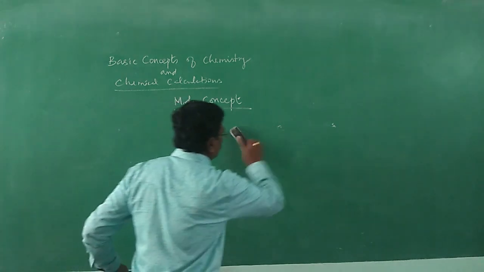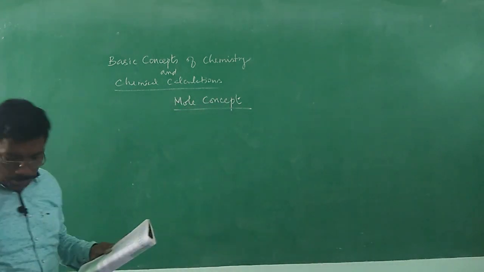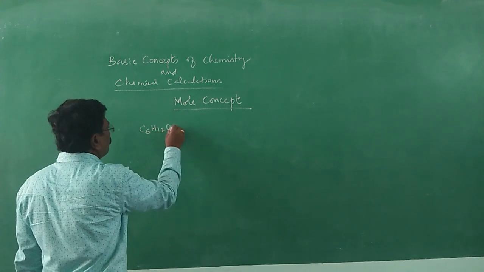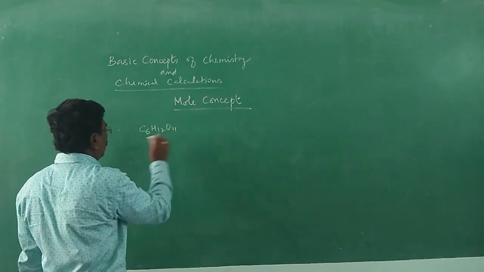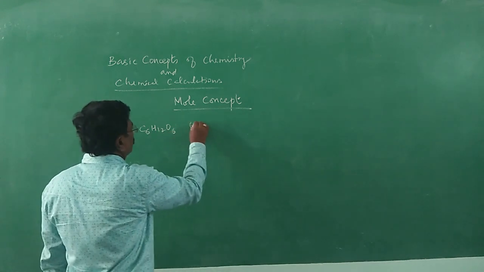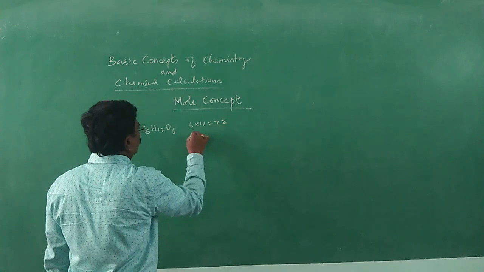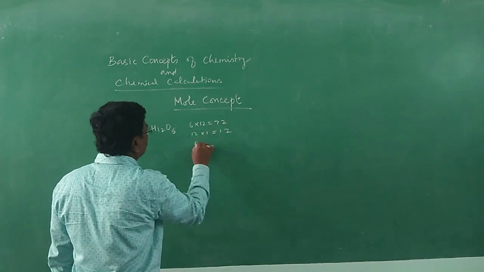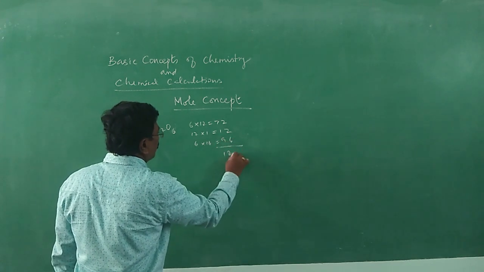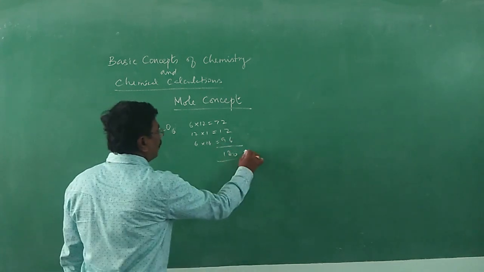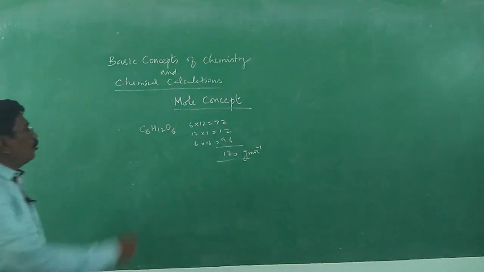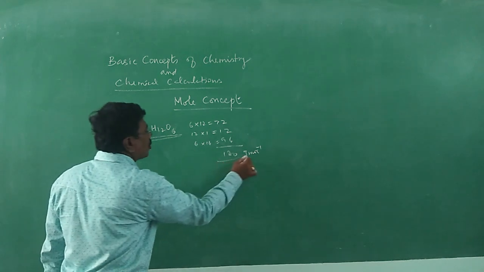What are the examples? Yet another example, glucose, C6H12O6. Molecular mass: 6 into 12, 72. 12 into 1, 12. 6 into 16, 96. If you sum up, it will be 180. 180 gram, I can say gram per mole also. Nothing wrong in saying like that. So molecular mass of glucose is said to be 180 gram.